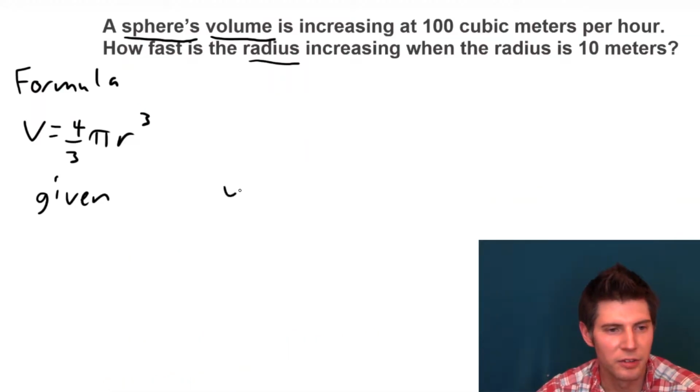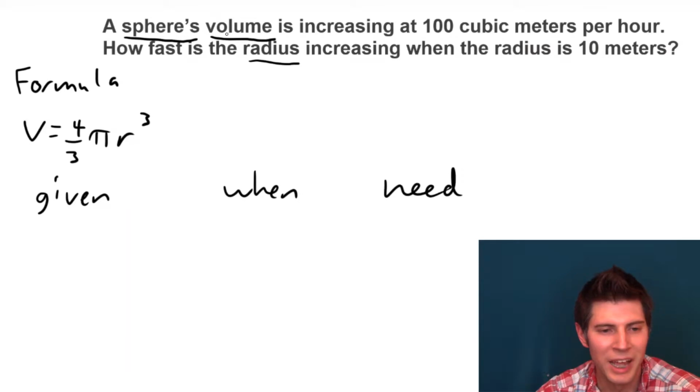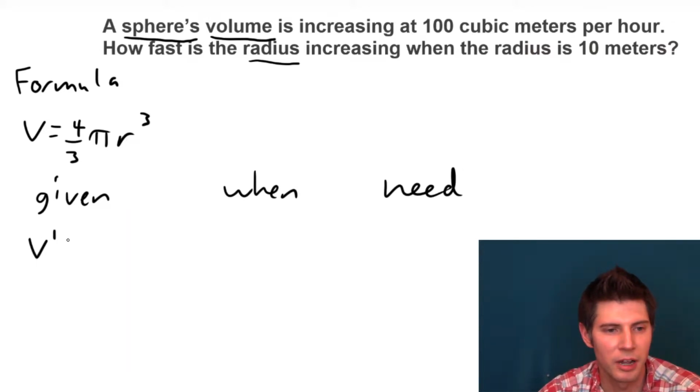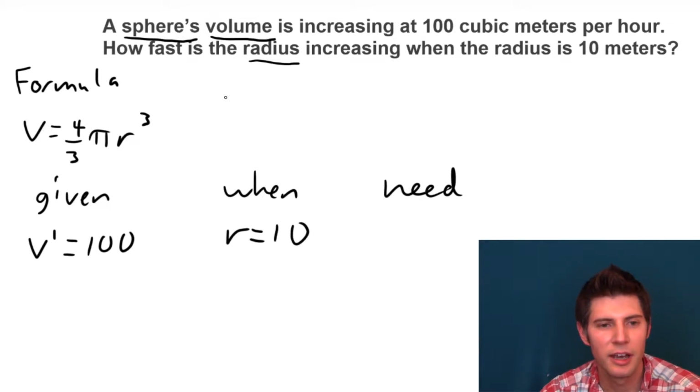Next we have the given, when, and the need. So the given here, the volume is increasing at 100 cubic meters per hour. So our V prime is 100. So the when: the radius is 10 meters, when r equals 10. And what do we need? How fast is the radius increasing? We need r prime.